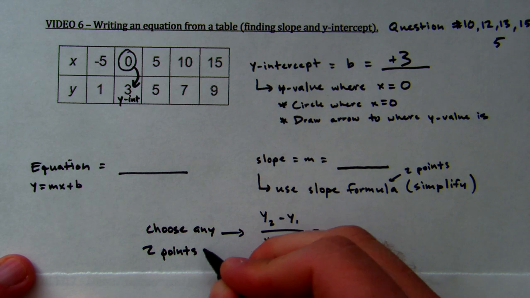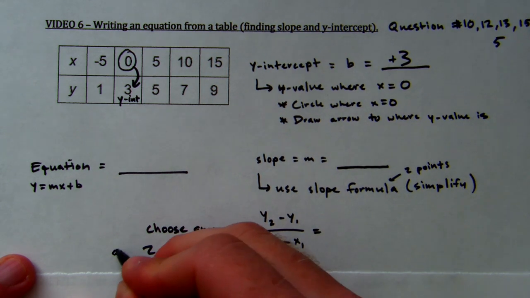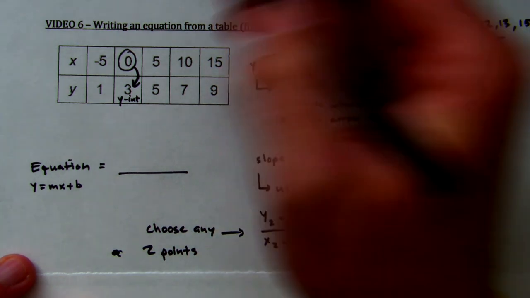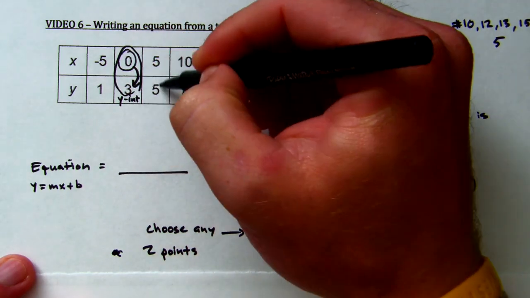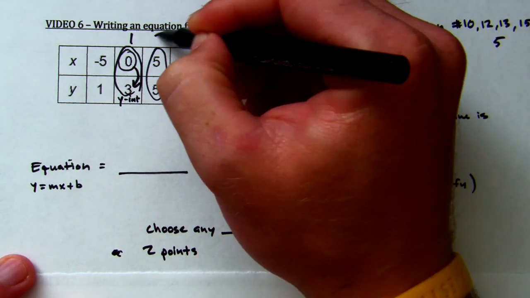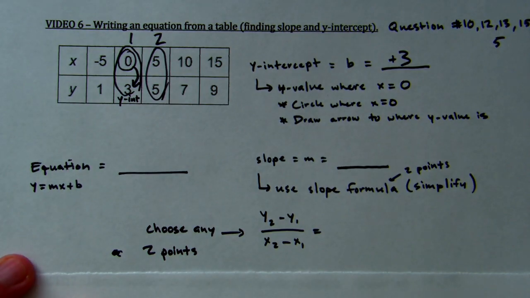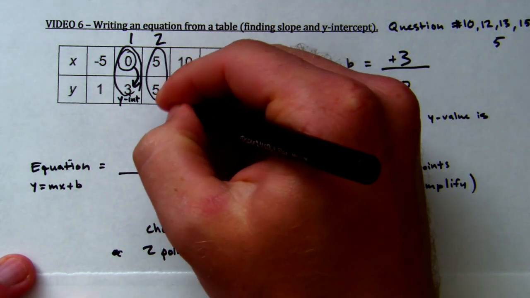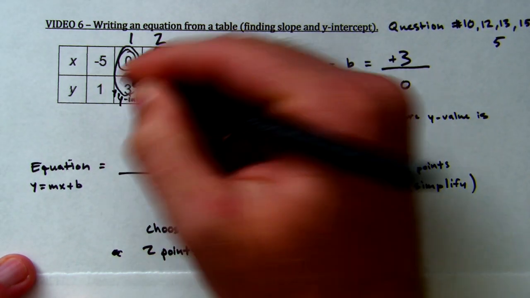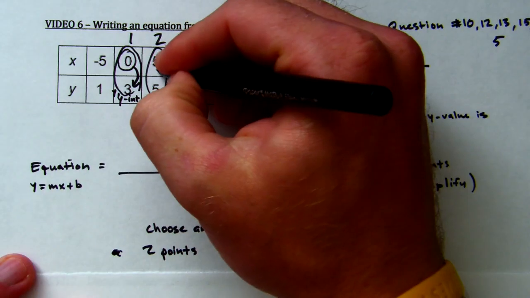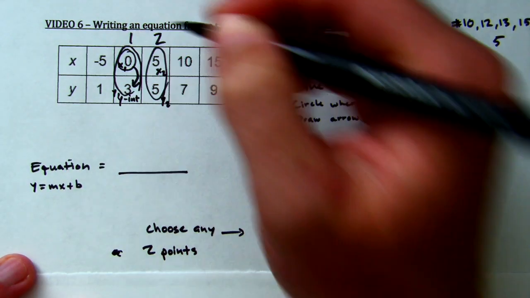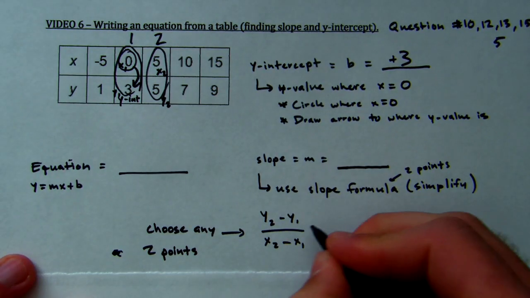So we can pick any 2 points. I already wrote any. I don't need to write it again. I'm going to pick this one because I love zeros. And I'm just going to go ahead and pick this one. 1, 2. You can make any 2 points you want. So this is y2. This is y1. It's still our y-intercept. We can still use it. This is x2, x1. Now, I'm going to plug into my slope formula.